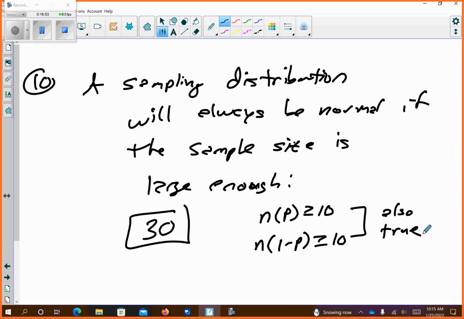So you're like, oh, I have 170. 170 is great. If I go 170 times the percent as a decimal, if that's greater than 10, and the 170 times 1 minus whatever the percent is, or the decimal, if that's greater than 10, those are both true, then it means we form a normal distribution. So that is basically everything that I would have on your note card, if you orchestrate that to make it work appropriately.